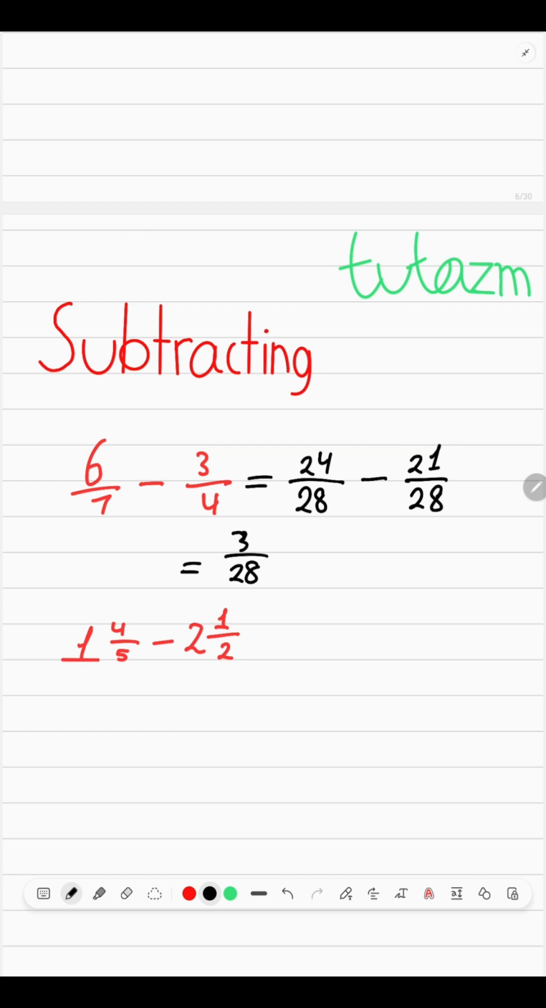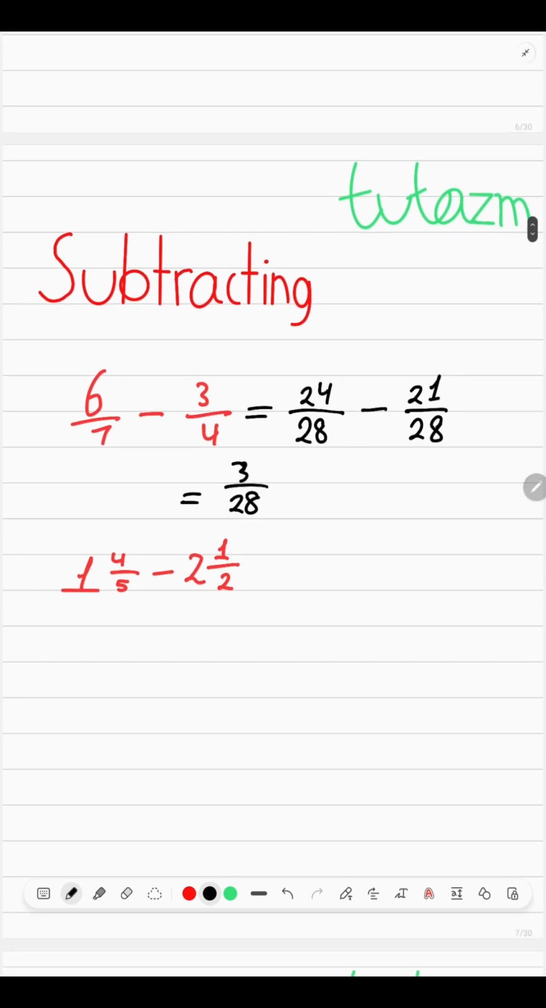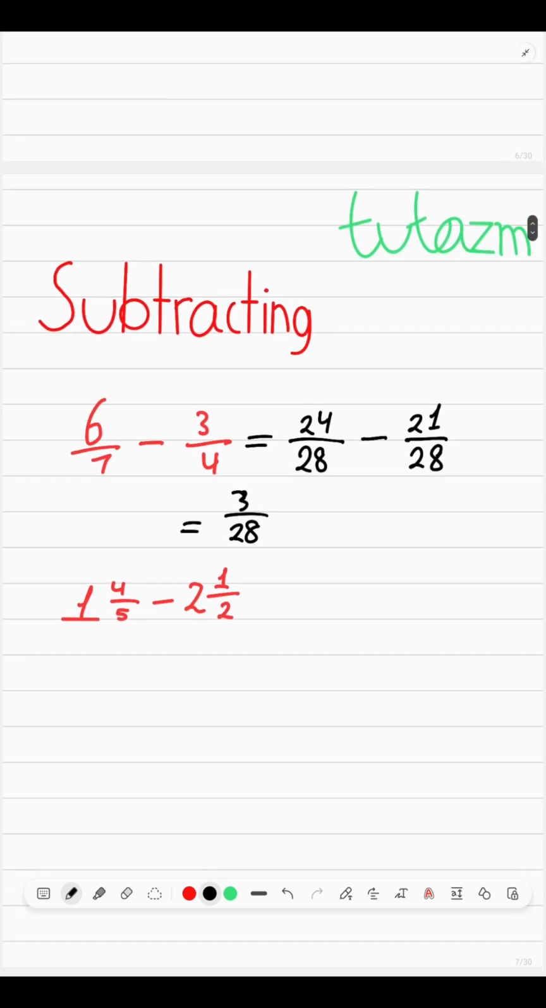Alright, have a go at the bottom question, and take a look back at mixed numbers in the beginning of the video if you're struggling with that. Alright, let's start by converting the mixed numbers into improper fractions first. So 5 times 1 plus 4 would be 9 over 5, and then minus 2.5, so 2 times 2 is 4, plus 1 is 5, so minus 5 over 2.